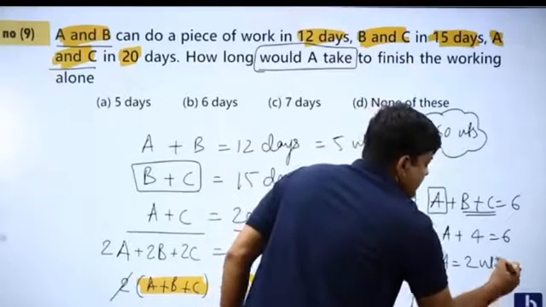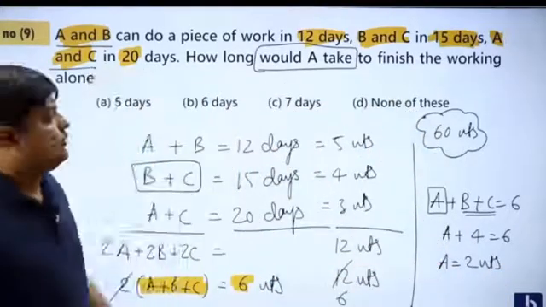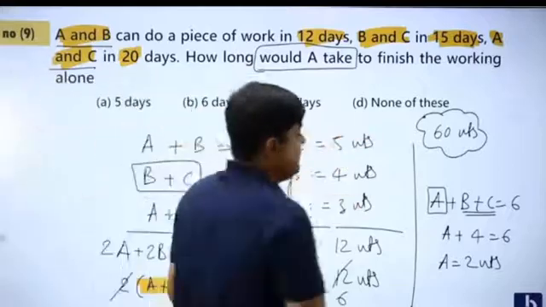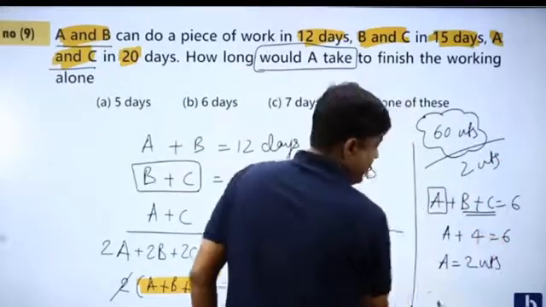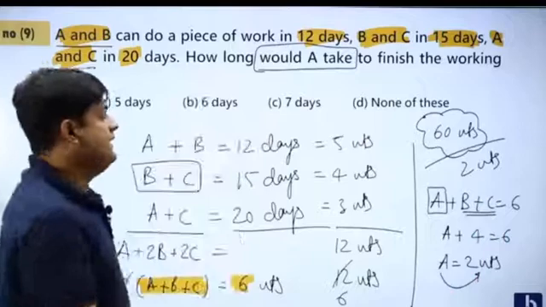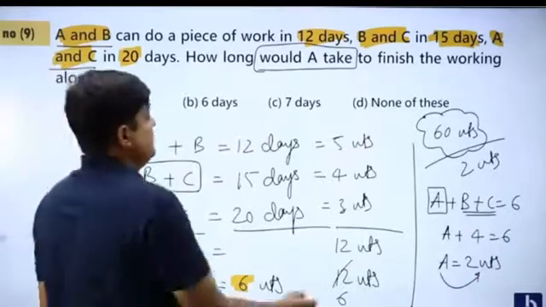So tell me, is it 2 days or 2 units? 2 units. So total work is how many units, sir? 60. So daily A will do 2 units. Means what, sir? 30 days. The total is 30 days. So the answer is none of these.